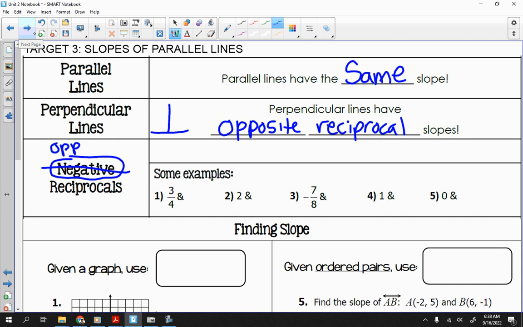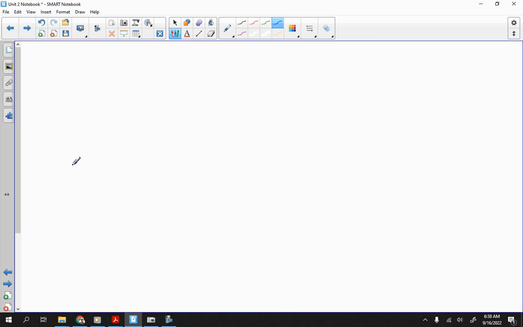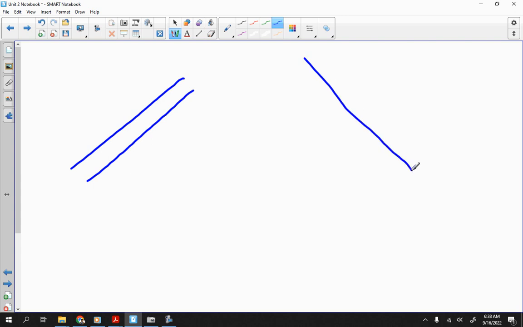So in this section and the rest of the sections that follow Target 3 in Unit 2, we're going to talk about the relationships between two lines. So our relationships are going to be, they have the same slope and they are parallel. Then we'll have lines that cross. And if these lines cross and their slopes are opposite reciprocal, then we can say they're perpendicular and intersect to make a 90-degree angle. So we're going to say, by looking at slope, the slope is what tells us.